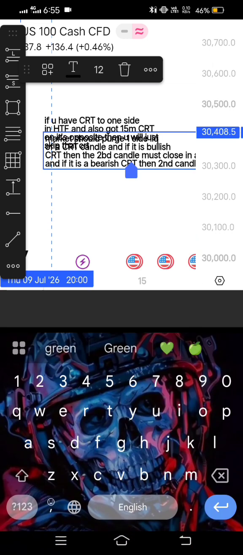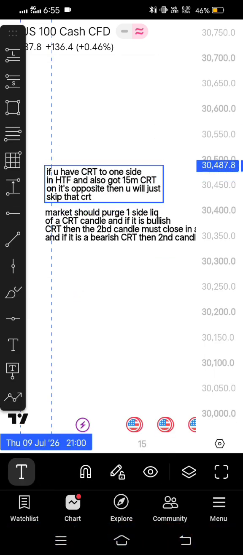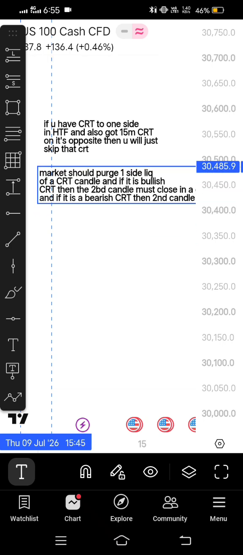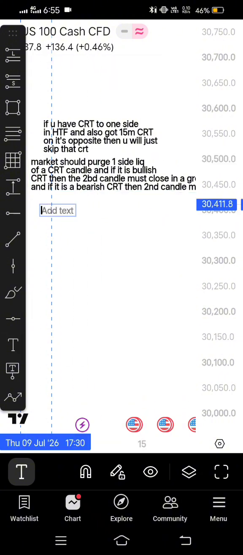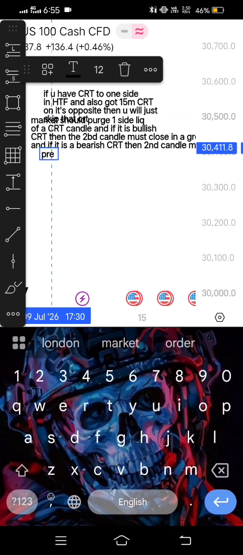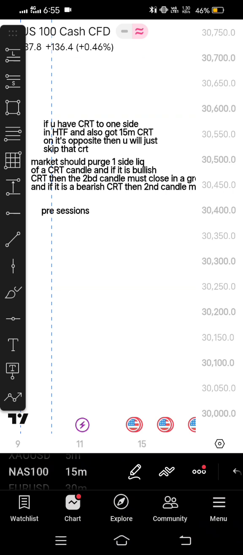Now I will go for the third rule. The third method to find how you will know that your CRT is going to fail, and the most important, is off-session trading. Like you create the pre-sessions and the Tokyo session, and I don't know why people are trading every single hour, every single day candle. So don't do these stupid things.